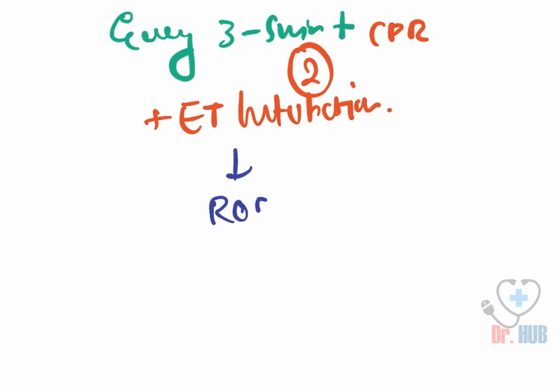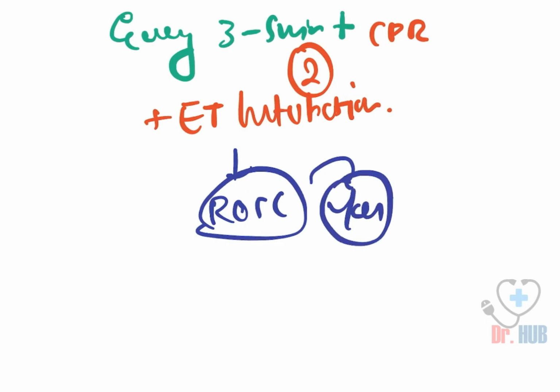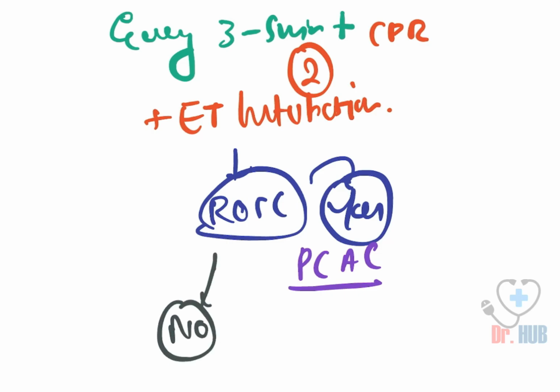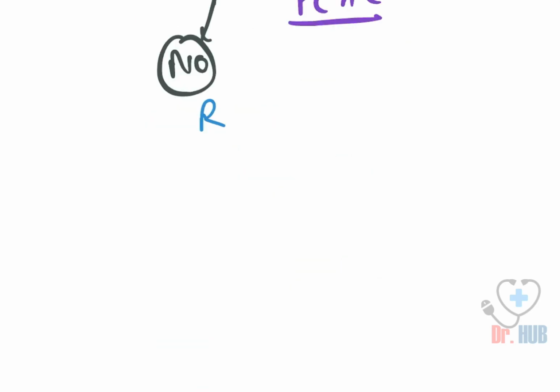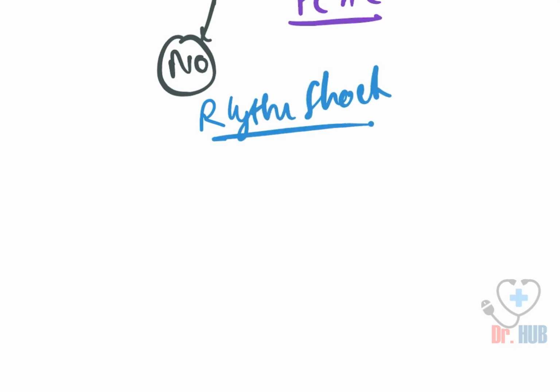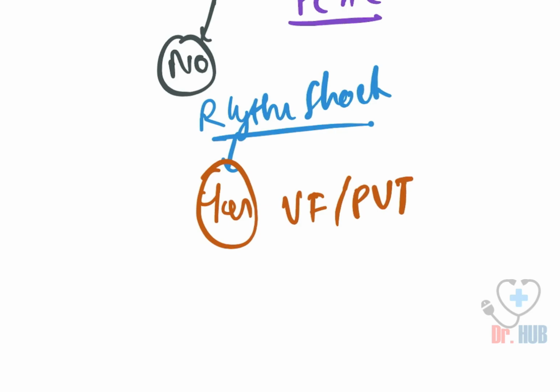After this we look for the ROSC. In case the answer is yes, we go for the PCAC, that is the post cardiac arrest care. In case the answer is no, we check if the rhythm is shockable or not. If the answer is yes, it is shockable, and then we go to the management of the VF or PVT.